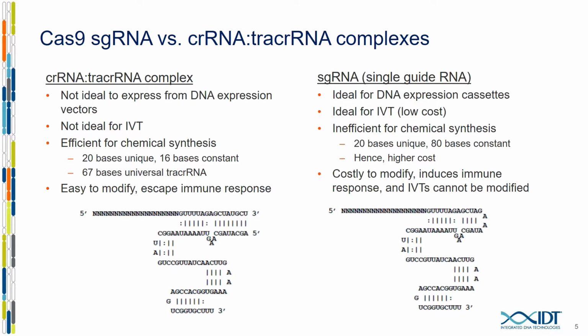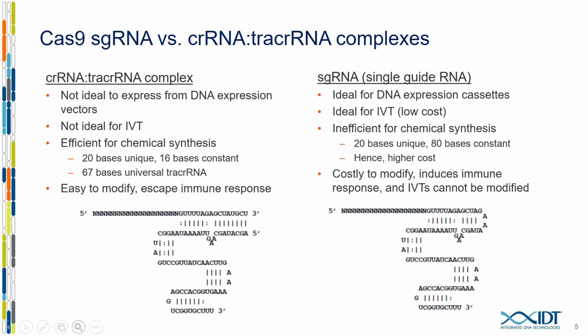The tracer RNA is a bit longer, it's a 67-mer, but it's still very efficient for chemical synthesis. Because we're making them chemically one base at a time, we can actually incorporate modified bases quite easily. So it's easy and cost-effective to modify. That allows us to introduce modifications that help escape nuclease degradation as well as the immune response.